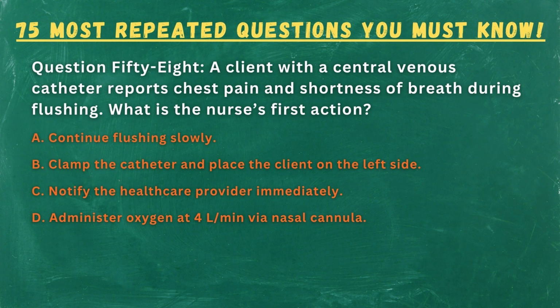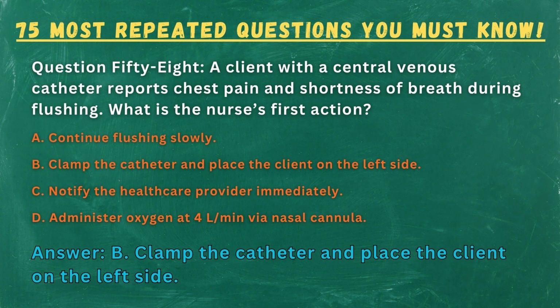Question 58. A client with a central venous catheter reports chest pain and shortness of breath during flushing. What is the nurse's first action? A. Continue flushing slowly. B. Clamp the catheter and place the client on the left side. C. Notify the healthcare provider immediately. D. Administer oxygen at 4 liters per minute via nasal cannula. Answer. B. Clamp the catheter and place the client on the left side.